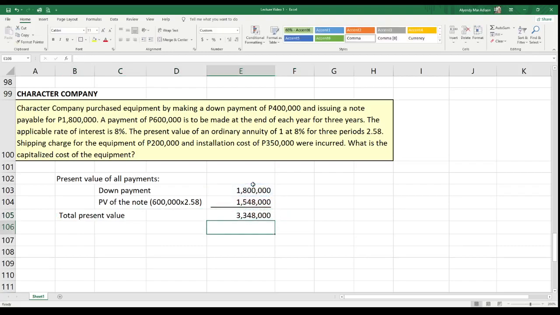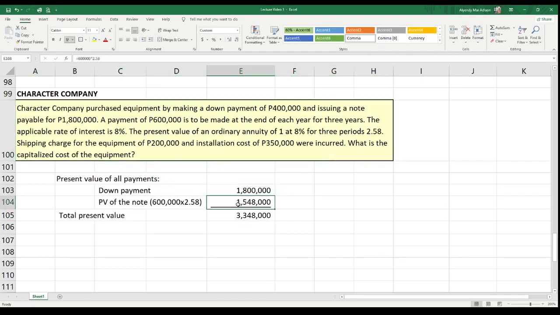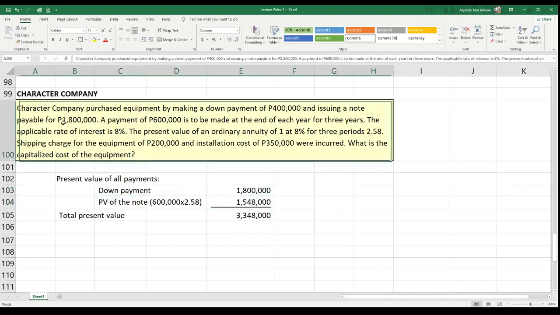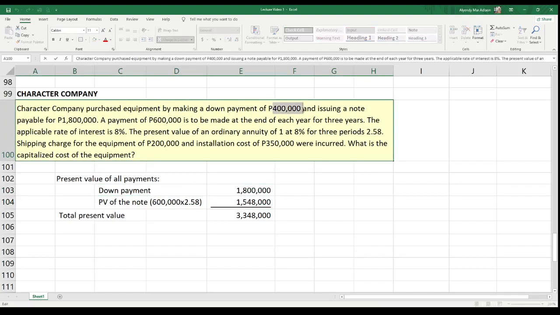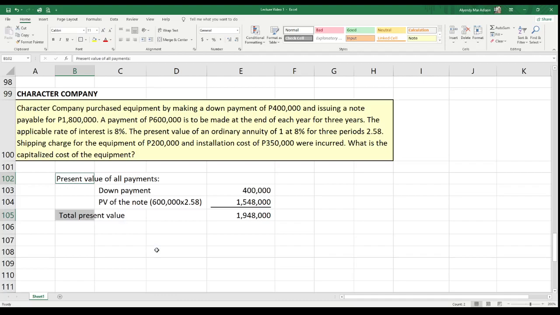That is 1,800,000 plus 1,548,000. We have 3,348,000. But take note that aside from that, okay, I'm sorry. I overlooked it. The down payment is not the 1,800,000 but the 400,000. So we will change it to 400,000. So we have 1,948,000 as the total present value of all the payments.